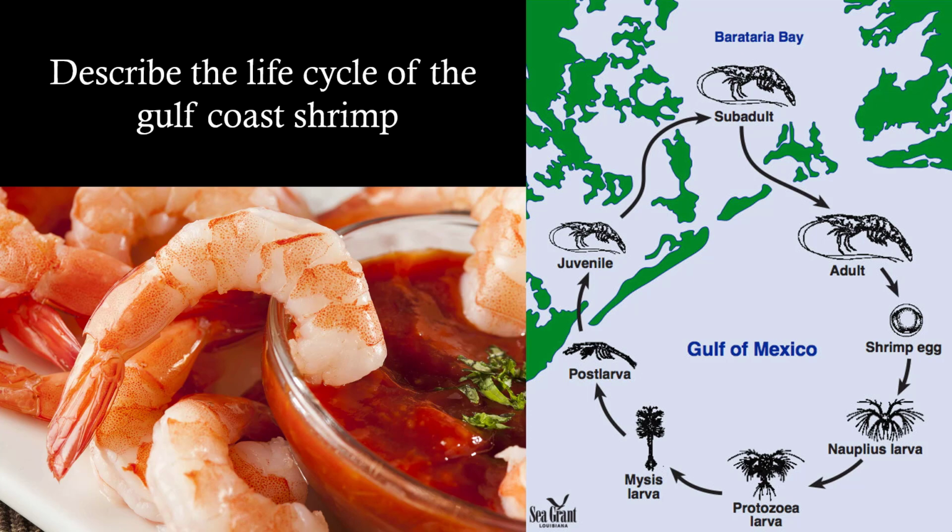We like to eat a lot of crustaceans. Crabs and lobsters and shrimp are pretty famous delicacies. One of the most common ones that we eat is the Gulf Coast shrimp, seen presumably here, although I am not 100% sure actually. But next time you eat shrimp, think about what you're actually eating.